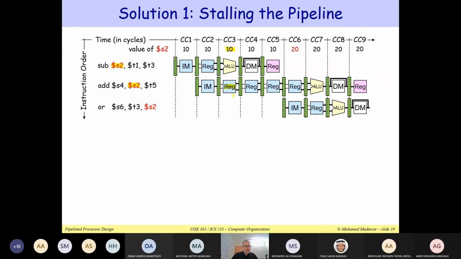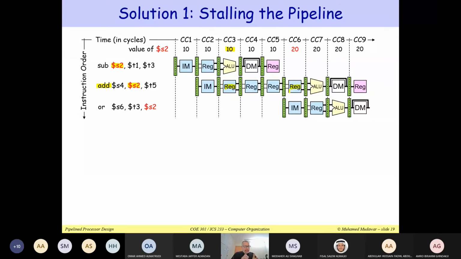Why? Because it is not going to read the value that was computed by subtract. It has to read the value that was computed by subtract, otherwise the program will produce incorrect results. It has to read the new value, not the old value of S2. So we have to wait until clock cycle number 6. What we need to do is stall the pipeline. This is called stalling the pipeline. It means that we keep the add instruction in the second stage of the pipeline.